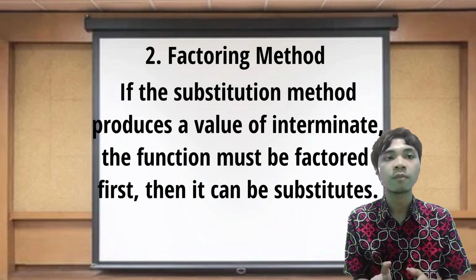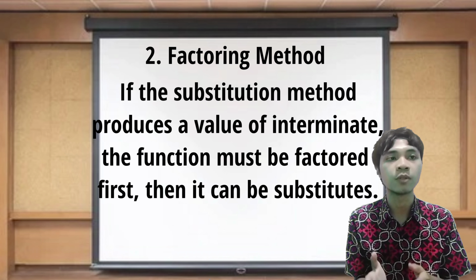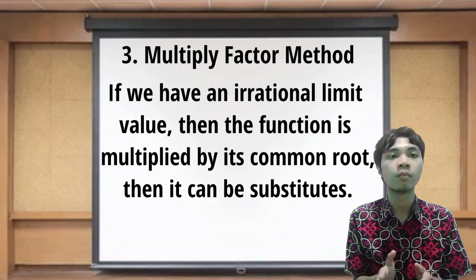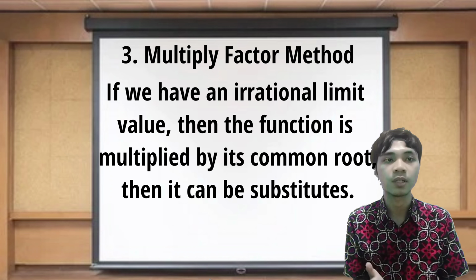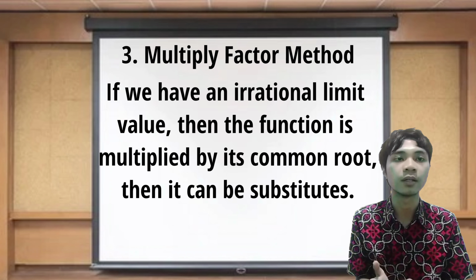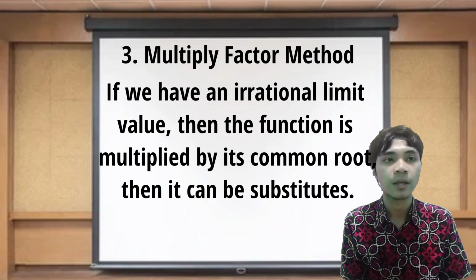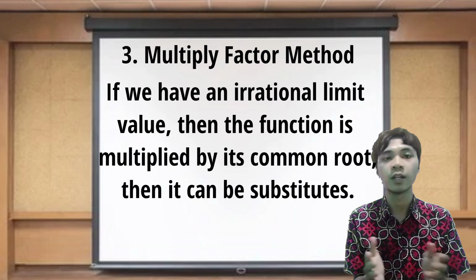And the next is the factoring method. If the substitution method produces an indeterminate value, the function must be factored first, then substitution can be done. Number 3 is the multiply factor method. If the substitution method produces an irrational limit value, then the function is multiplied by its conjugate root, then substitution can be done. Okay, that is my explanation about the limit.